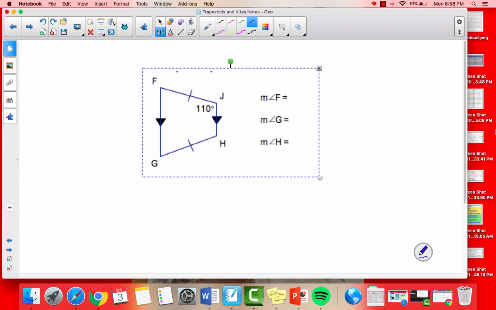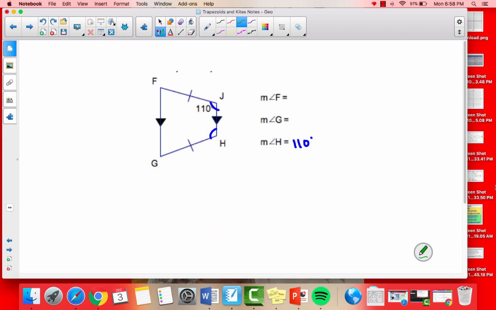Easiest thing to do is identify what we have. So we know what angle J is. It's 110 degrees. That means that the base angle that is congruent to it would be angle H. So right away we could say that the measure of angle H is 110 degrees because these two angles are congruent to each other. Next, we have to figure out what angle F and angle G are. Well, we know they are also congruent. That goes back to our first rule.